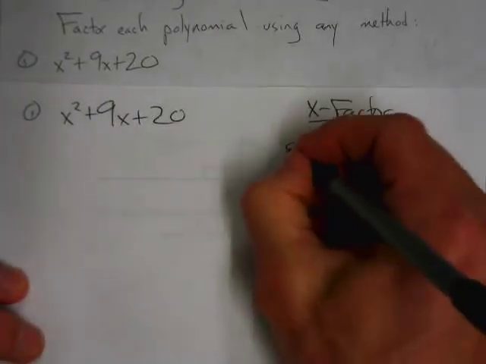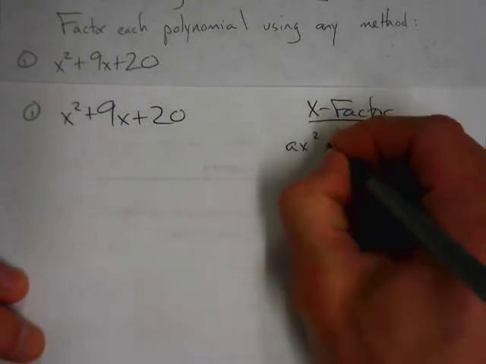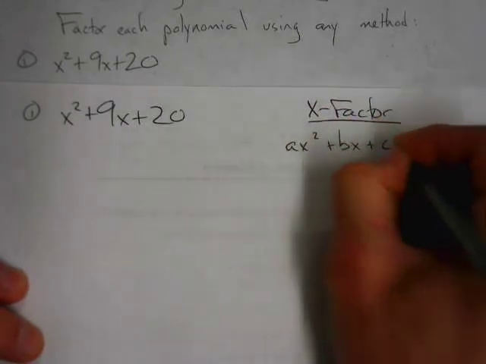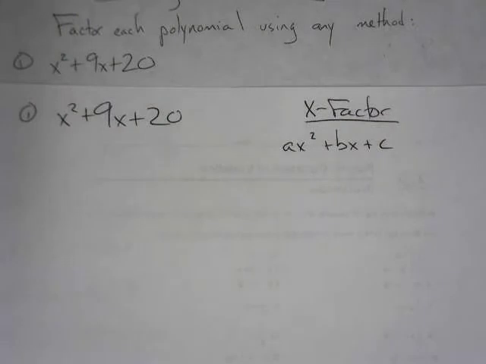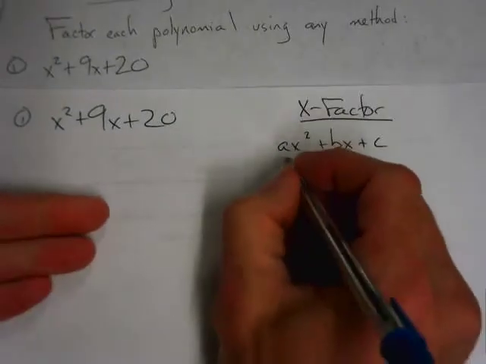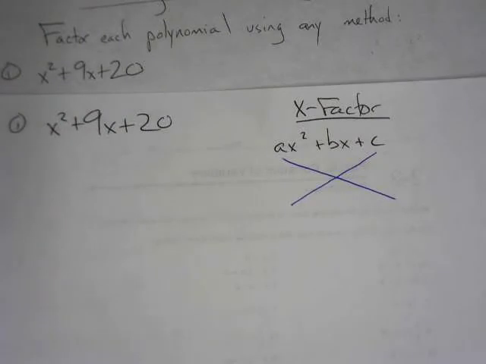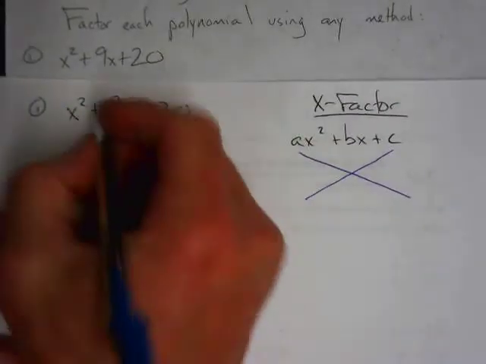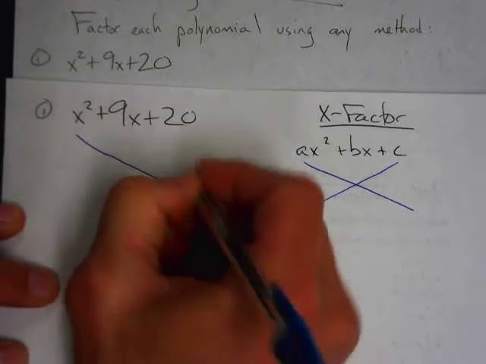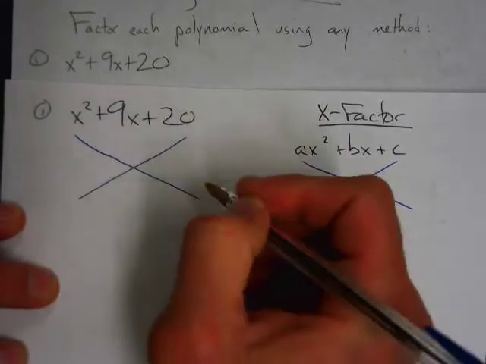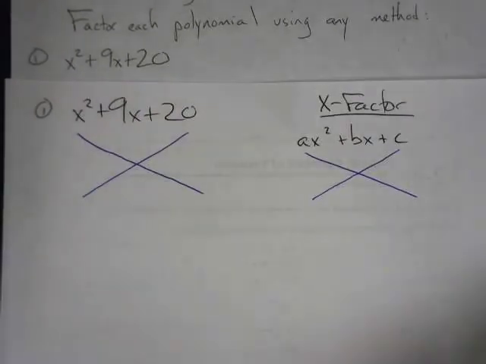So again, we have our quadratic model, ax squared plus bx plus c. Why do we call it an X-factor model? Because we're going to make a giant X. So in problem number 1, we make a giant X. Now it's hard to use the model to go over how this works, but you'll see in a second.